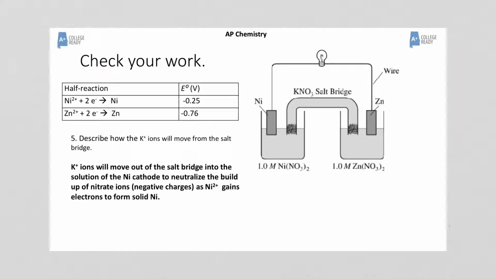And 5, it's only asking about the K+ ion, so remember that's a cation, and just think cations, cathode. So the K+ ions would be moving from the salt bridge towards the cathode, in this case the nickel. So they're trying to neutralize the buildup of charge as the nickel 2+ ion is leaving the solution as solid nickel.